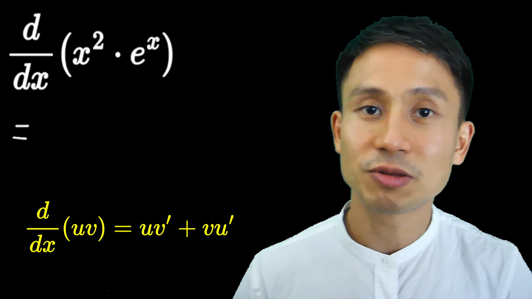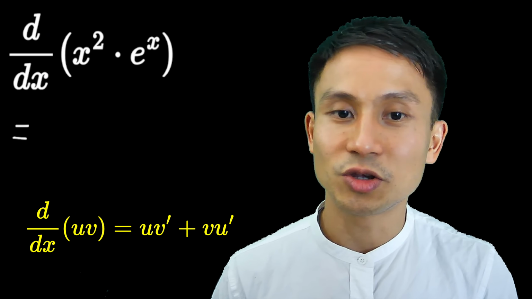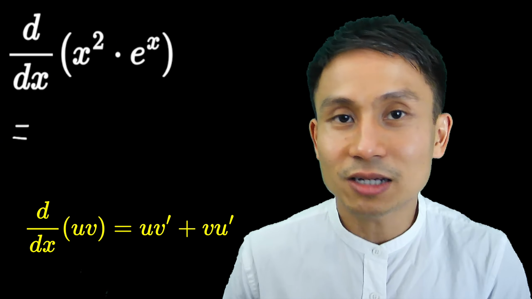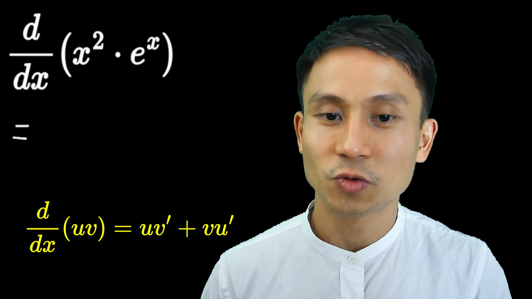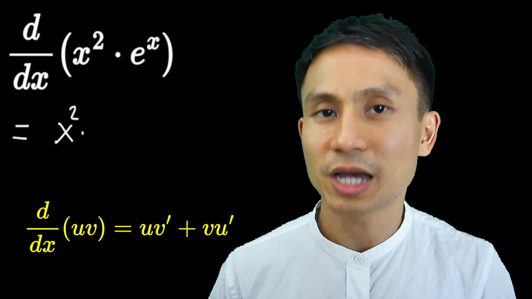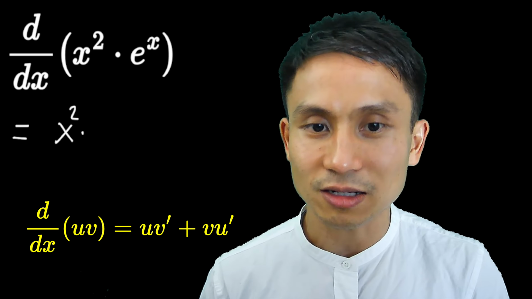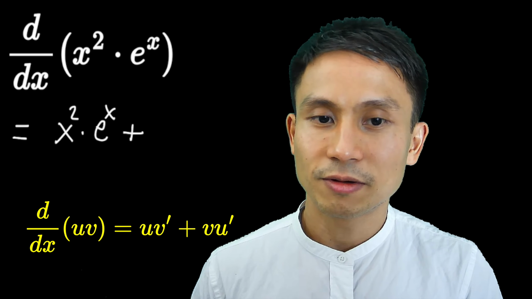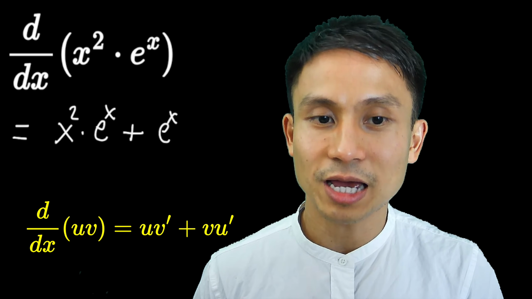u dv plus v du. So I'll let u be x squared and v be e to the x. Just easiest that way. So we write u as x squared. Differentiating e to the x, we get e to the x according to the formula, plus v, which is just e to the x, kept the same.